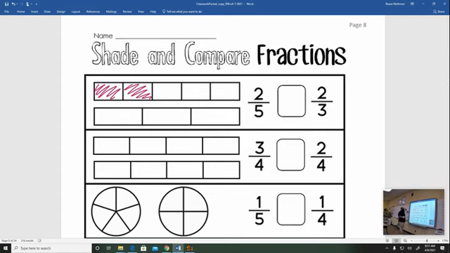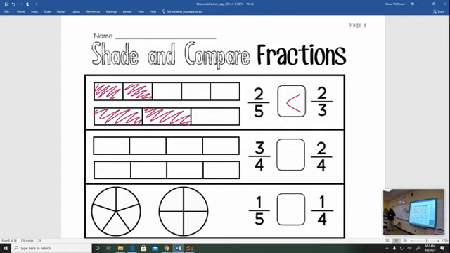2 out of 5. For 2/3, how many do I need to shade? What do I need to shade there, Jed? That's right. Now, Ariana, which one's greater? 2/3 or 2/5? 2/3, exactly. So again, don't let the denominator fool you.